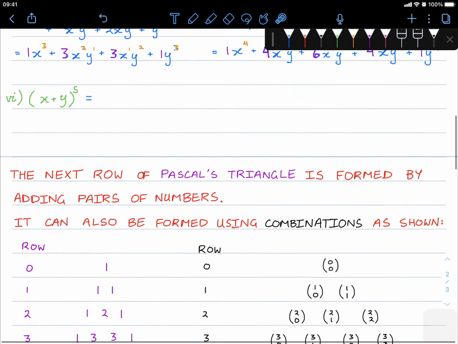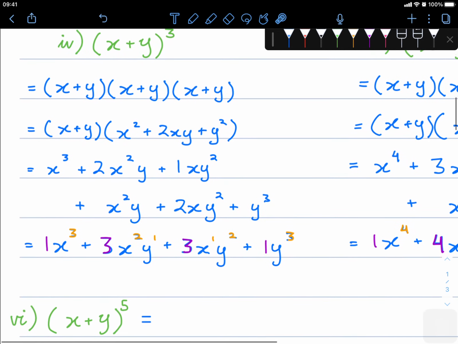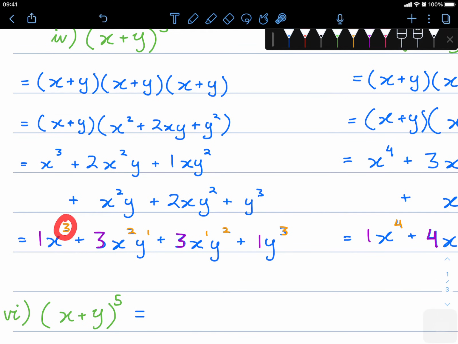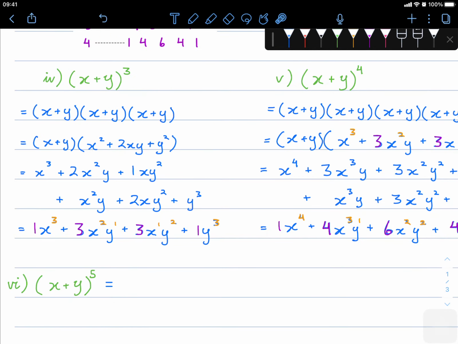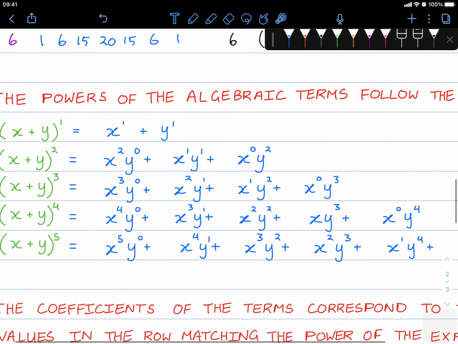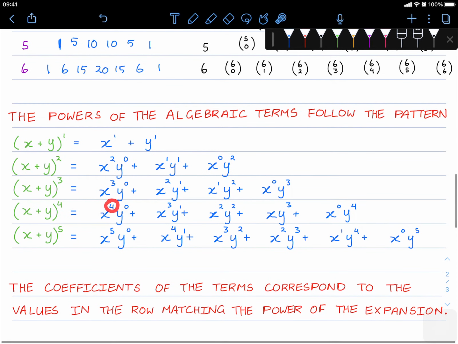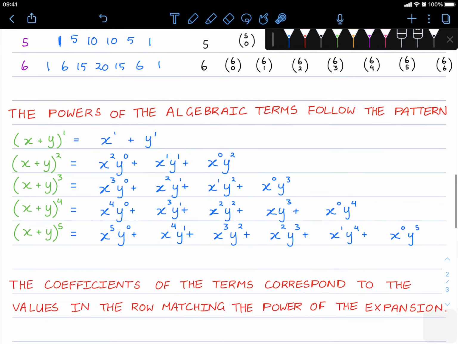And I'll scroll back up just to really emphasize that. Here it is. Take a look. 3, there's a y to the power of 0 there. So 3, 2, 1, 1, 2, 3. Do you see a pattern forming just yet? This will become 4, 0, 3, 1, 2, 2, 1, 3, 0, 4. Which means we could easily find the powers. So this is just the powers. We won't get to the coefficients just yet.